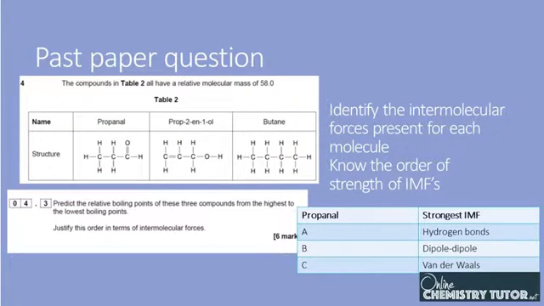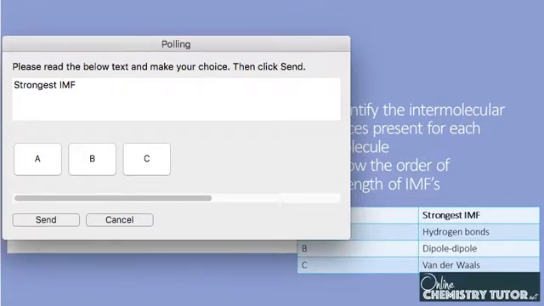So then, one last question. Well, one last question in 3 parts. Can you determine the strongest intermolecular force present in each of these molecules? That is the key to being able to answer it successfully. So the survey has gone out.